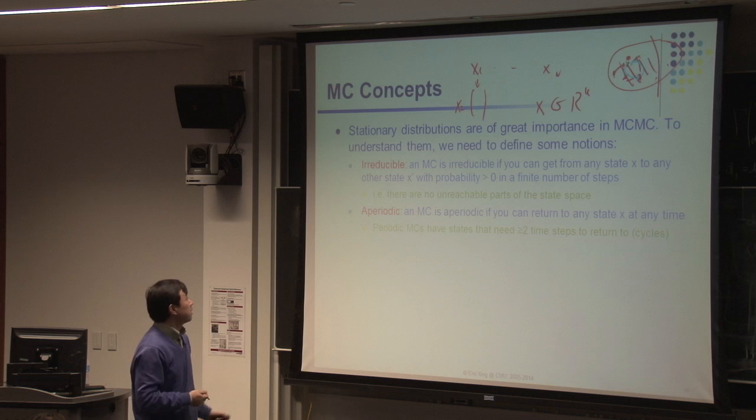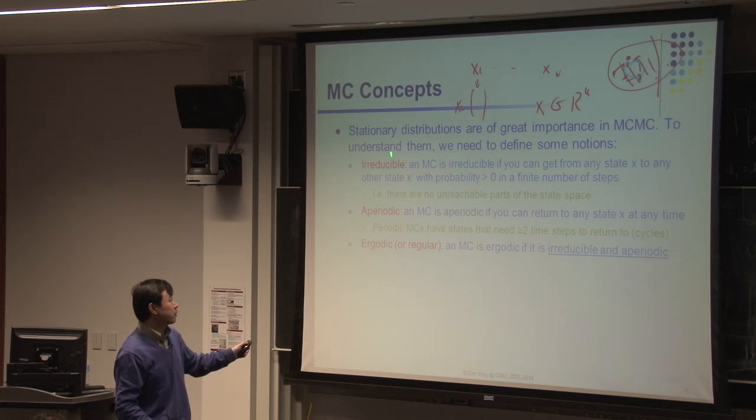All right. And if a Markov chain is both irreducible and aperiodic, then it is called an ergodic Markov chain.